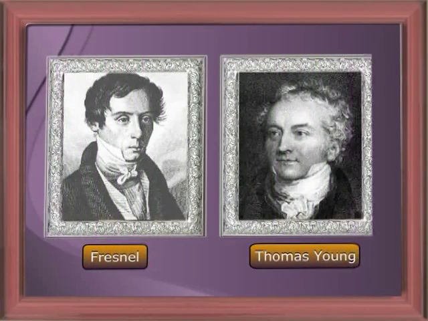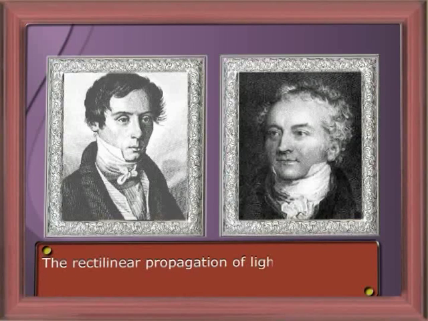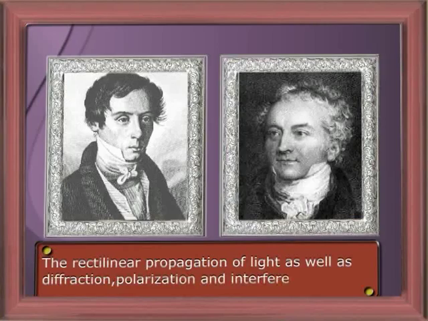According to Huygens, light energy is propagated as wave motion. Actually, at that time, Huygens didn't have any idea about wavelength and the transverse nature of light. Then, who introduced wavelength and transverse waves? Fresnel and Thomas Young introduced the terms wavelength and transverse waves. They were able to explain the rectilinear propagation of light as well as diffraction, polarization and interference of light.